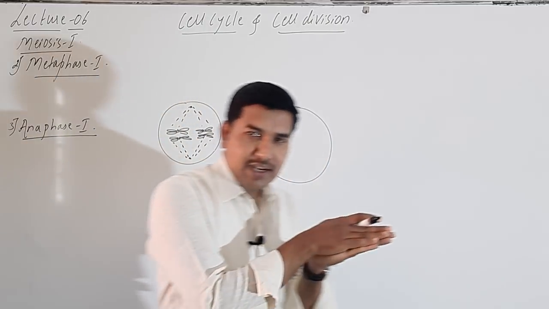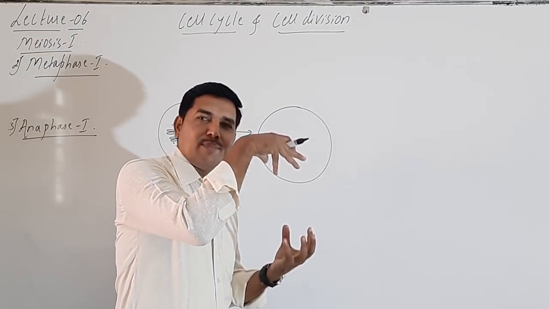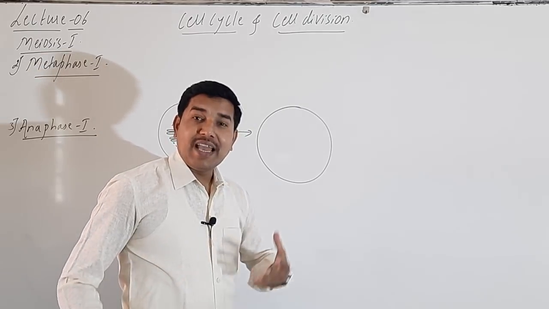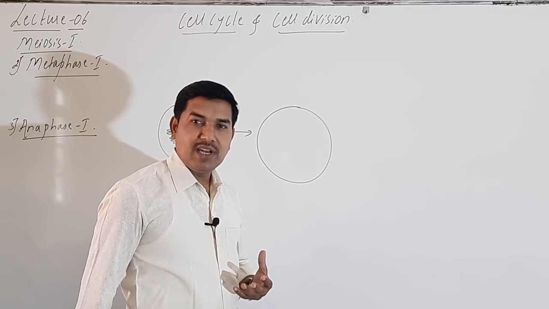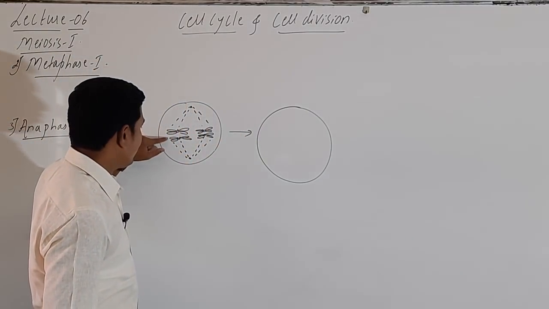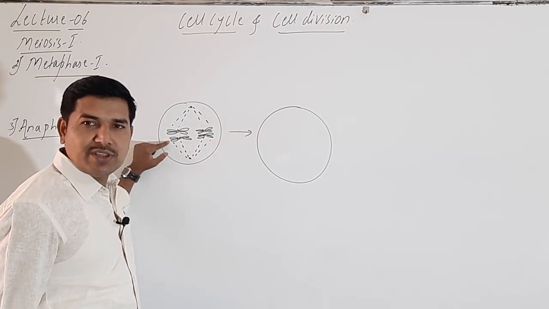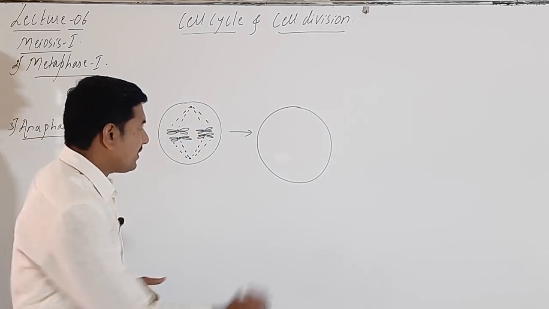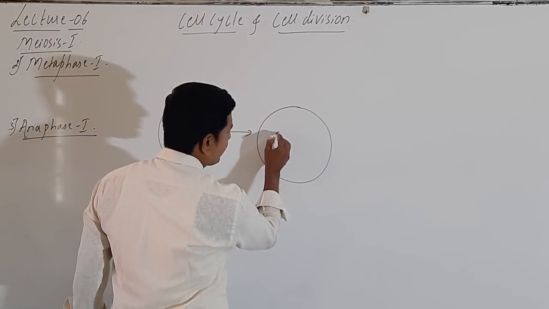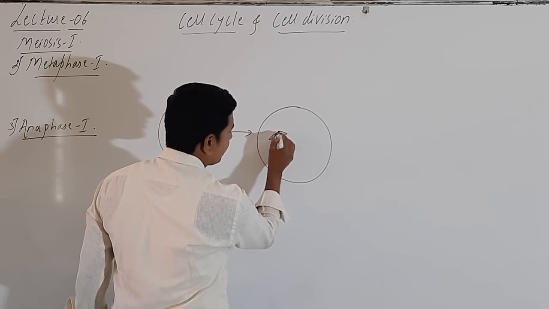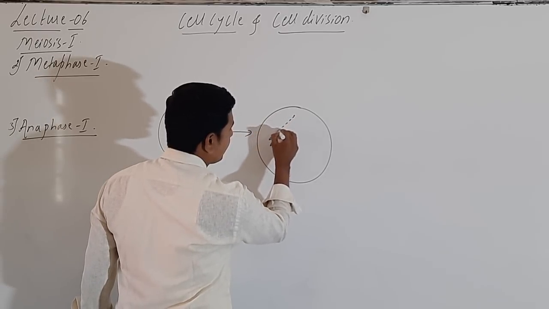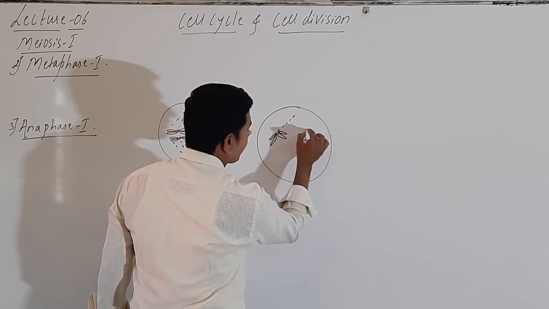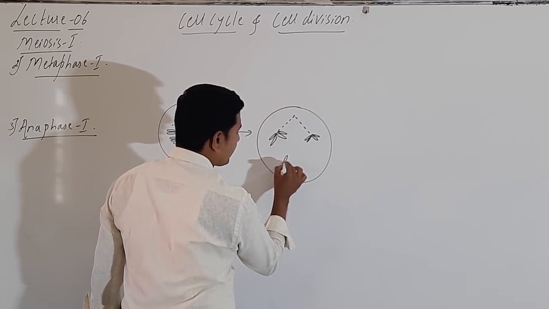Of the 46 chromosomes, half and half will move. Then we call that a what? Dyad. The dyad chromosomes will move. Here it is a tetrad because there are 4 arms, 1 2 3 4 chromatid arms. This is a tetrad condition. Now in the anaphase they become dyad. That means the chromosomes start moving towards the opposite poles.